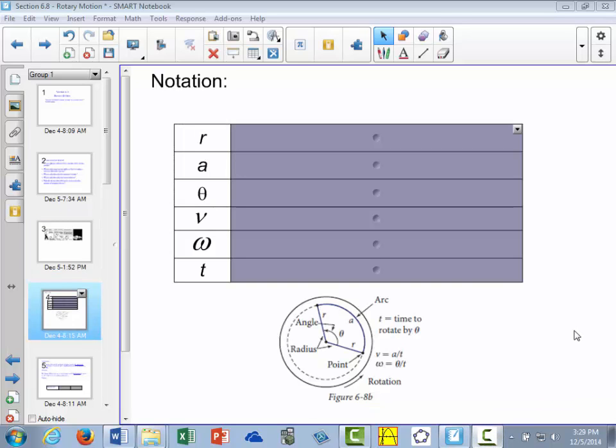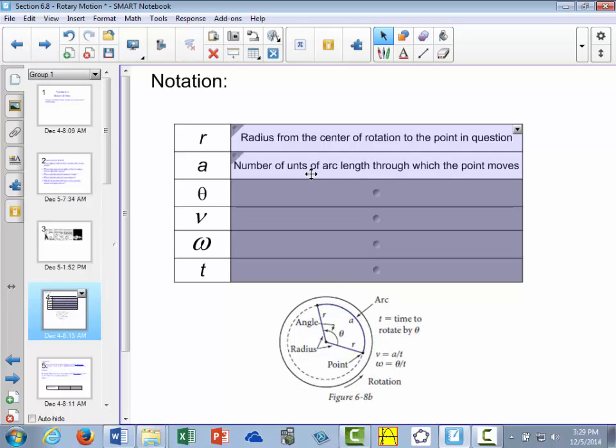Let's clarify some notation before we really start discussing the ideas of rotary motion. So first of all, we're dealing with a circle. So one of the things we're going to need to talk about is its radius. The radius we will simply call r, from the center of rotation to whatever point we're talking about that is demonstrating this rotary motion. A will stand for the arc length, or the distance around the circle that the object is traveling. So the number of units of arc length through which the point moves.